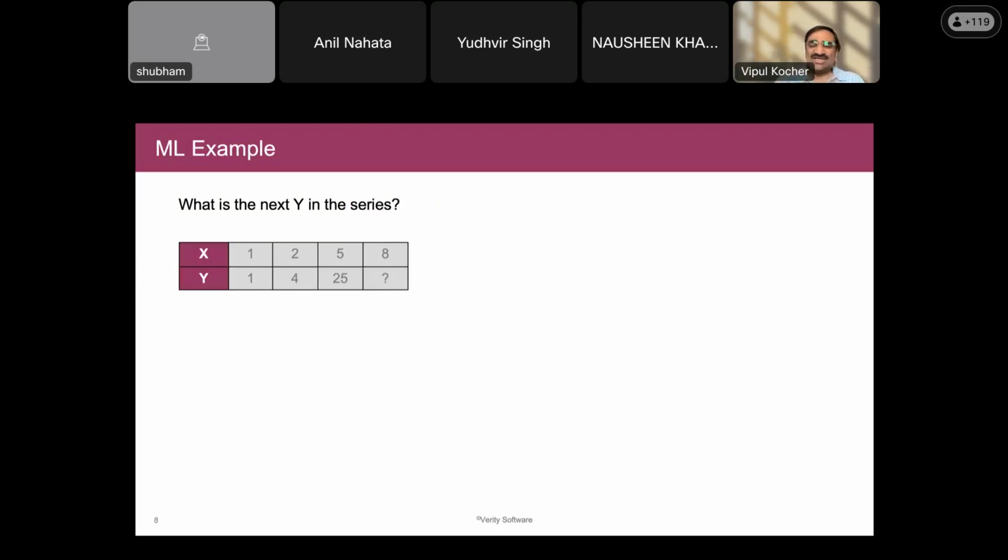But what is this AI and how does it really work? And we hear about machine learning. How does machine learning really work? Let's take a quick look.